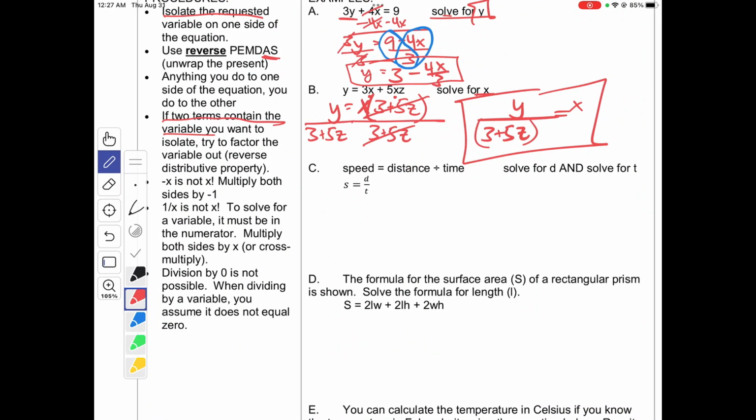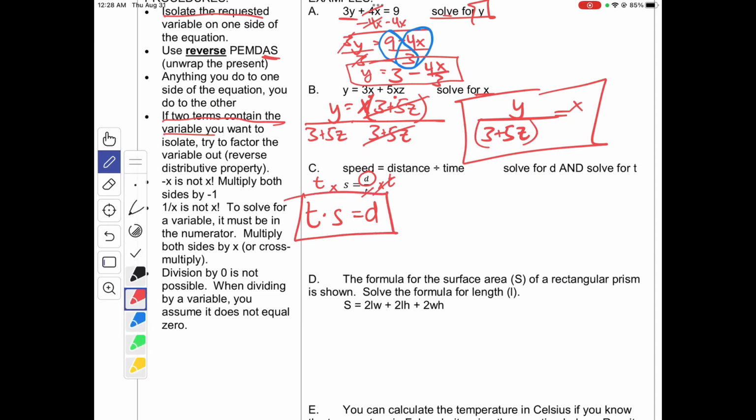Let's look at question C. Speed equals distance divided by time. The problem says to solve for d and solve for t. So let's solve for d first. To get d all by itself on one side of the equation, right now the d is being divided by t. So to get rid of t, I need to multiply both sides of the equation by t. And I get as my final answer that d equals t times s.